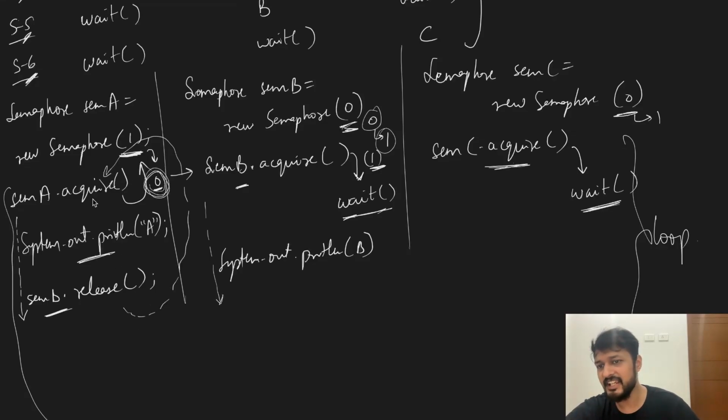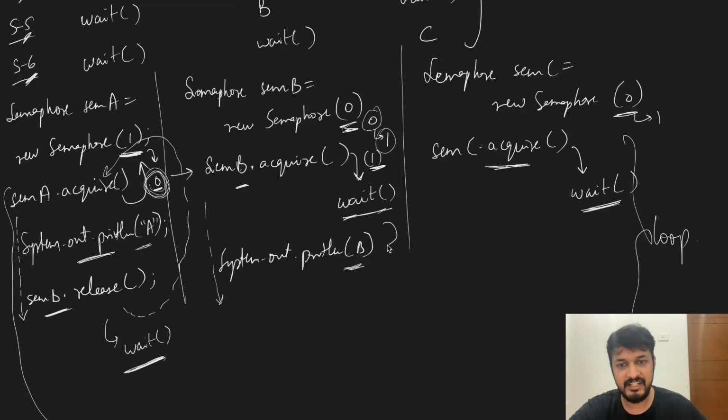So when thread A tries to acquire a permit on semaphore A, it will automatically be put into wait state by the CPU, right? Thread A has gone into waiting state after printing A. Thread B has moved from waiting to running state and has started printing B, and thread C will remain in wait state. Now what is our third step?